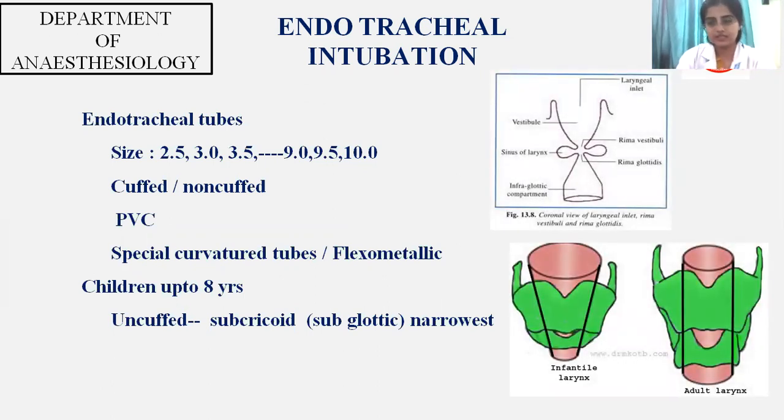As you can see, the infantile larynx and the adult larynx have different physical structures. The infantile larynx is cone-shaped, whereas the adult larynx is cylindrical in shape. That is the reason infants have the subcricoid portion as the narrowest portion, whereas in the adult, the glottic portion, that is the area where you can see your vocal cords, is the narrowest portion.